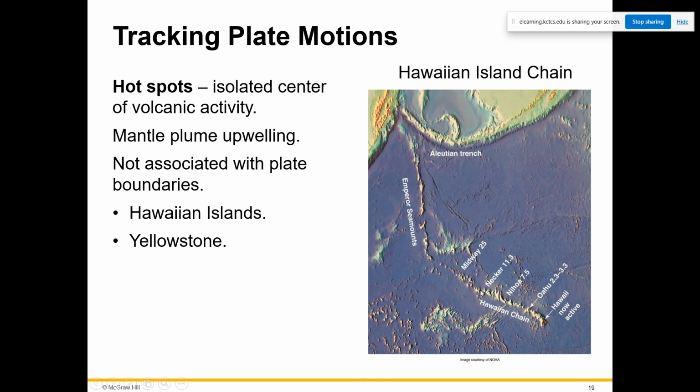Let's see, Hawaii is a hot spot, and so is Yellowstone. But anyways, the hot spot stays the same. And as you have the plates moving over the hot spots, you get these chains. And so you can kind of track the direction of where these plates have been, which direction they're going, looking at the historical evidence of the island chain.